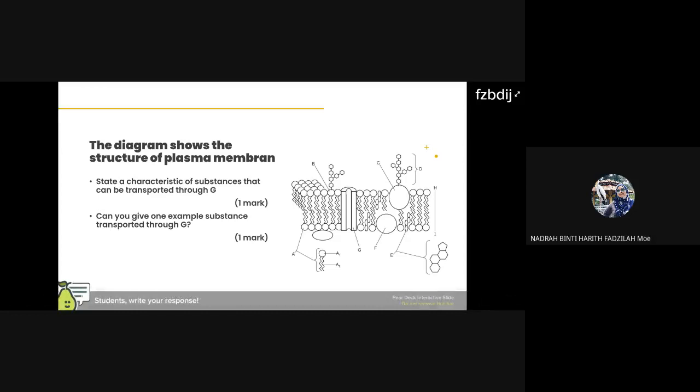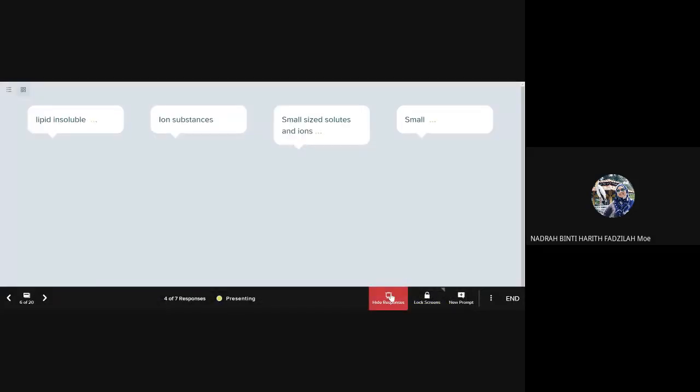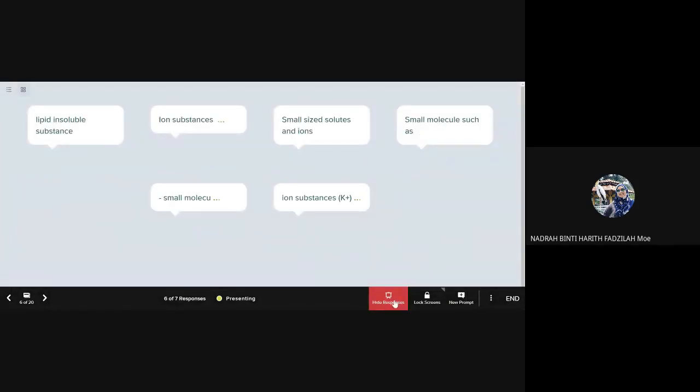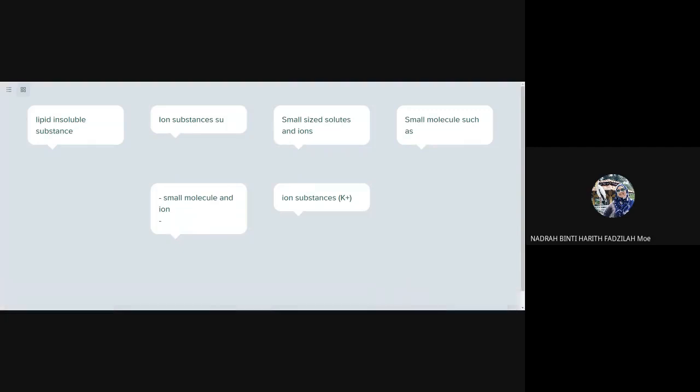Okay, dah ada. Alright, let's take a look at this slide. Okay, what do you think? What is G? Kalau kita kenal G, kita boleh kenal characteristic of substance that can be transported through G. That can be transported through G. So we know that G is channel protein. G adalah channel protein. Saya bersetuju dengan jawapan Rahil dan juga jawapan Anissa serta Widat dan juga Halis.